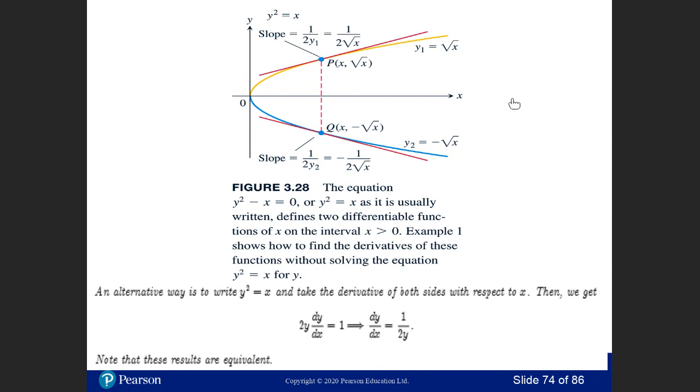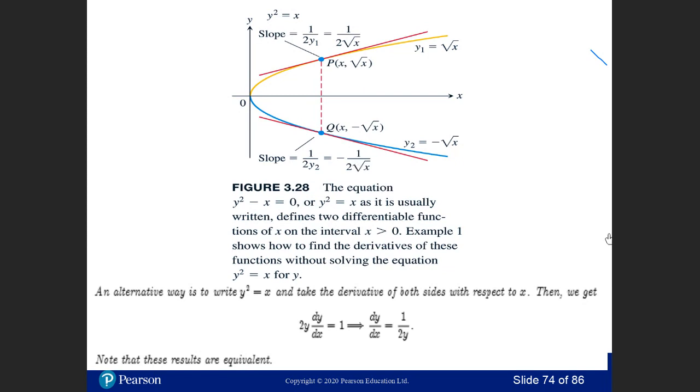and take the derivative of this. So the slope at this point is, if you take the derivative of square root of x, it's 1 over 2 square root of x. That's for this one. And for this one, if you take the derivative of minus the square root of x, it's minus 1 over 2 square root of x. So we can calculate it.